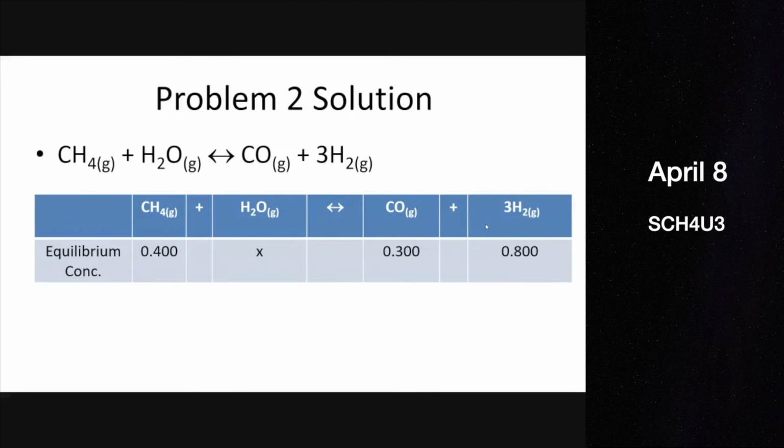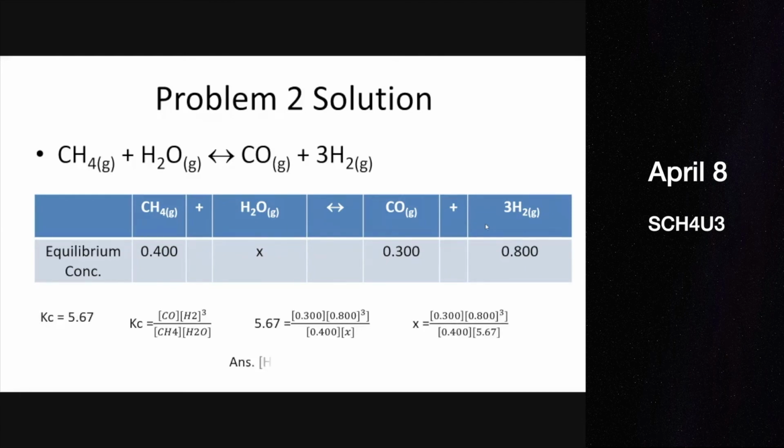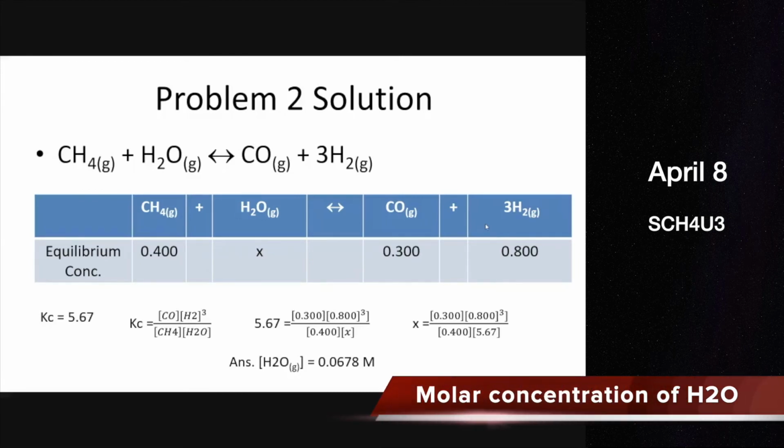Again, we don't have to make an ice table because you are given the equilibrium concentrations of methane, carbon monoxide, and hydrogen, and the equilibrium constant is given. Kc is given as 5.67. So write the equilibrium constant expression. Again here, you should notice that the coefficient of hydrogen is 3. Therefore, H2 is raised to 3. That's the only one that you should be aware of. Substitute the numbers. The value of H2O is X here. Rearrange it, and you should have the value for the molar concentration of H2O. So again, it's a straightforward, simple problem.